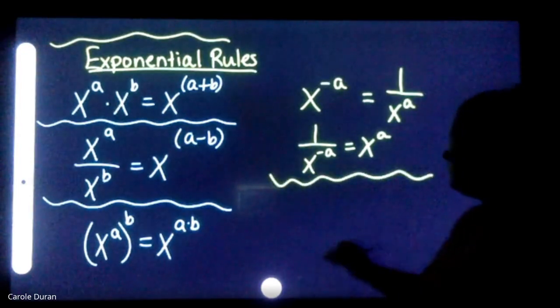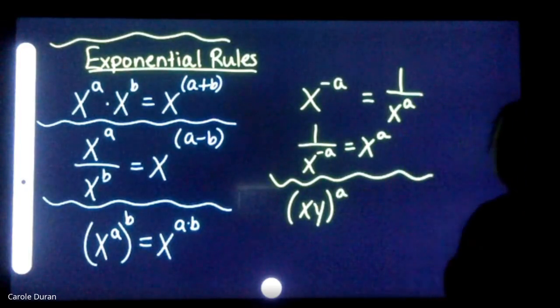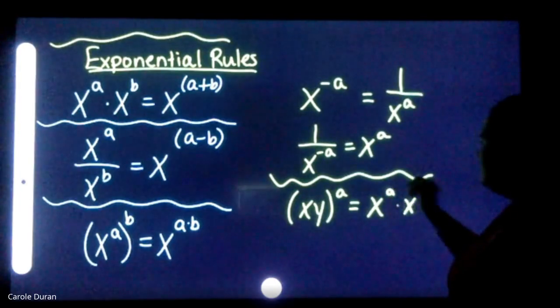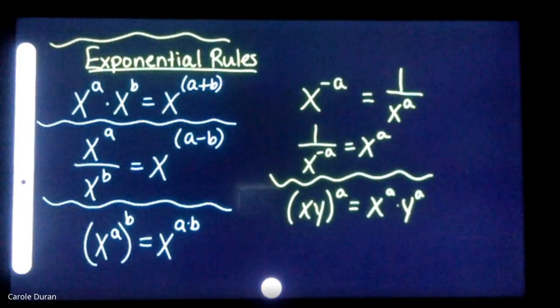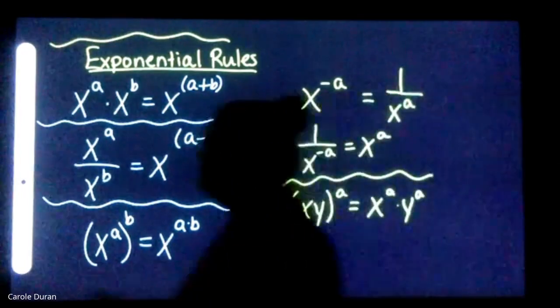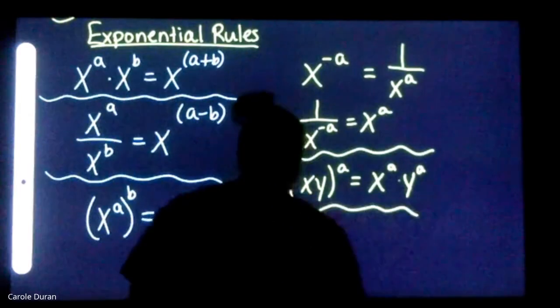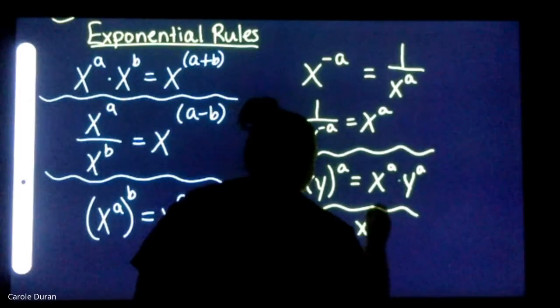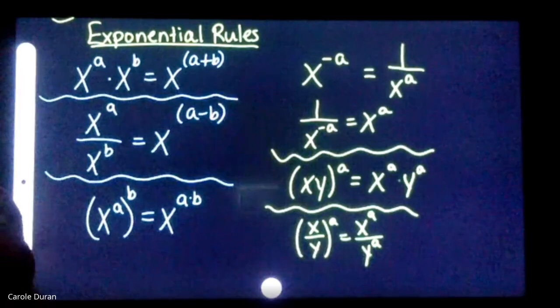Our next rule is if I'm multiplying two terms together and raising them all to the a power, that is the same as raising each of them to the a power and then multiplying their answers together. The same thing, of course, applies when we're dividing. So if I'm dividing two terms and raising its entire answer to the a power, that is the same as raising them individually to the a power and then still dividing their answers.